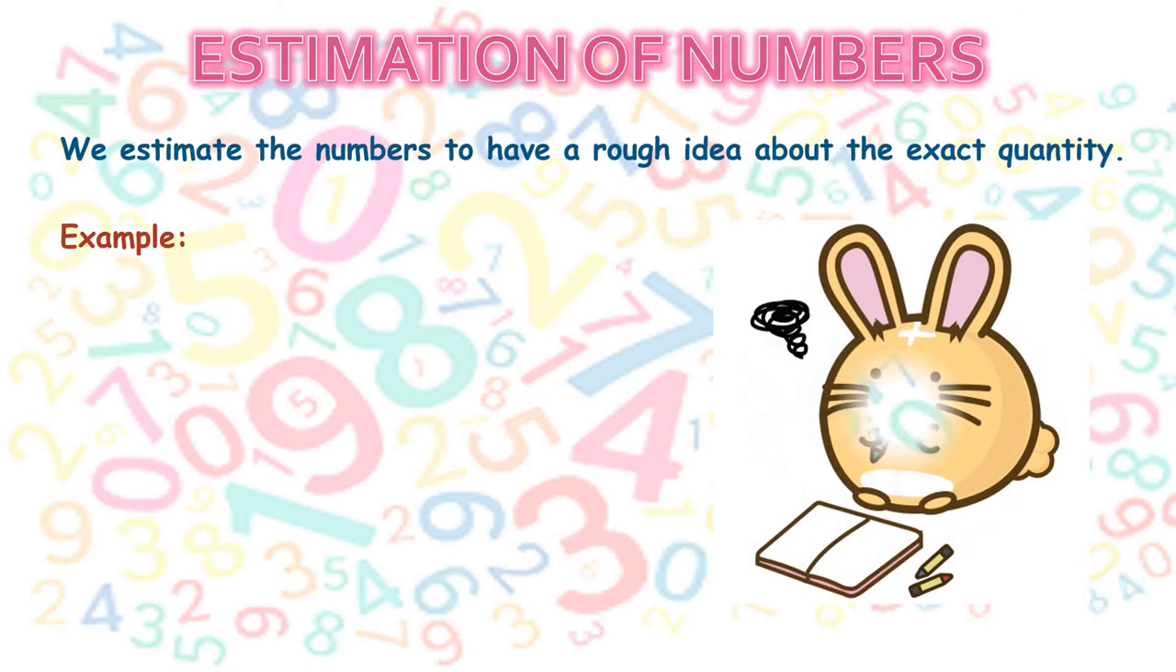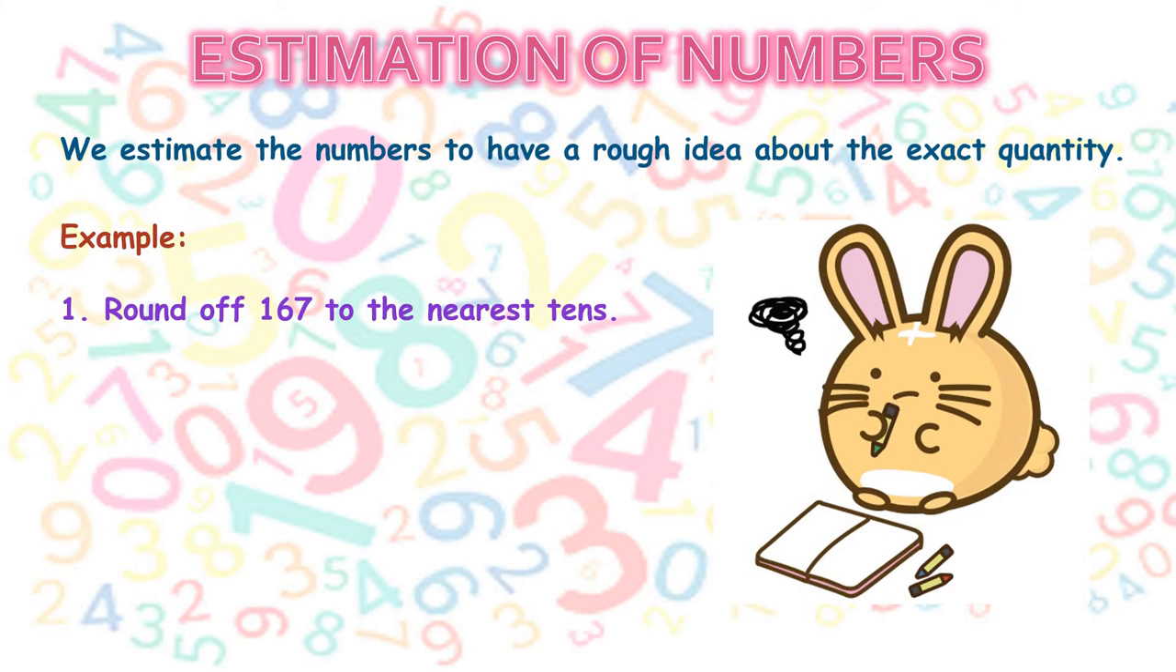First example is round off 167 to the nearest tens. When we have to round off any number to the nearest tens, we look at the ones place digit. If it is 5 or more than 5, then the ones place digit becomes 0 and 1 is added to the tens place digit. And if it is less than 5, then the ones place digit becomes 0 and no changes occur in the tens place digit. So in this question we have to round off 167 to the nearest tens.